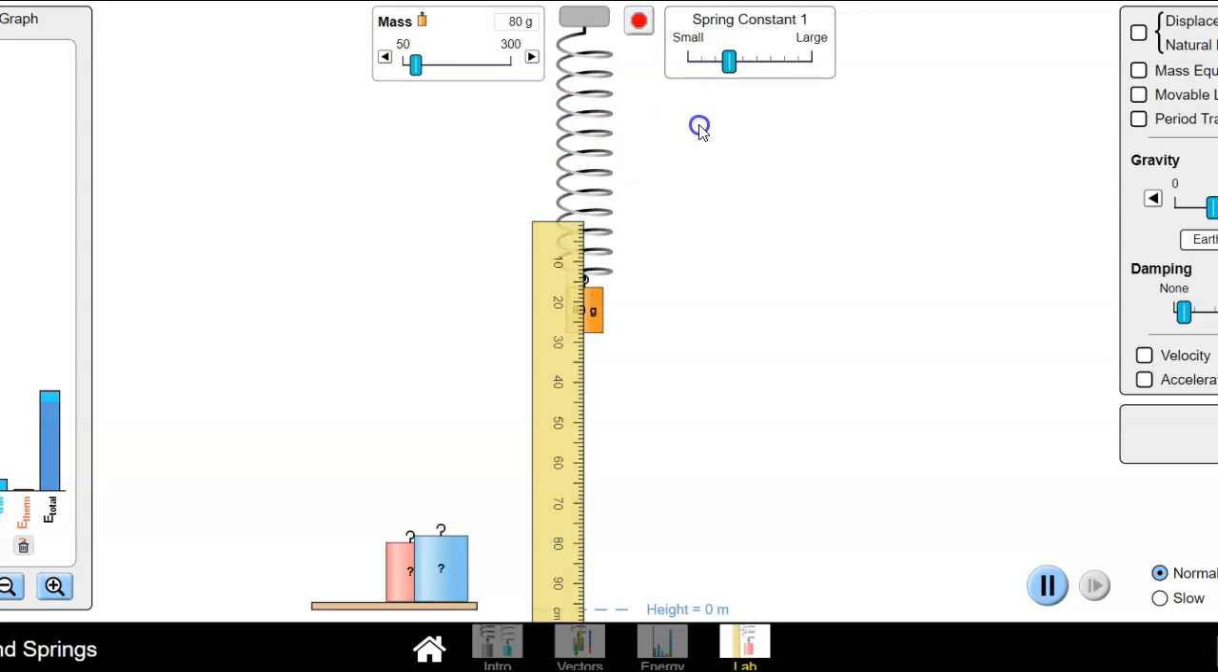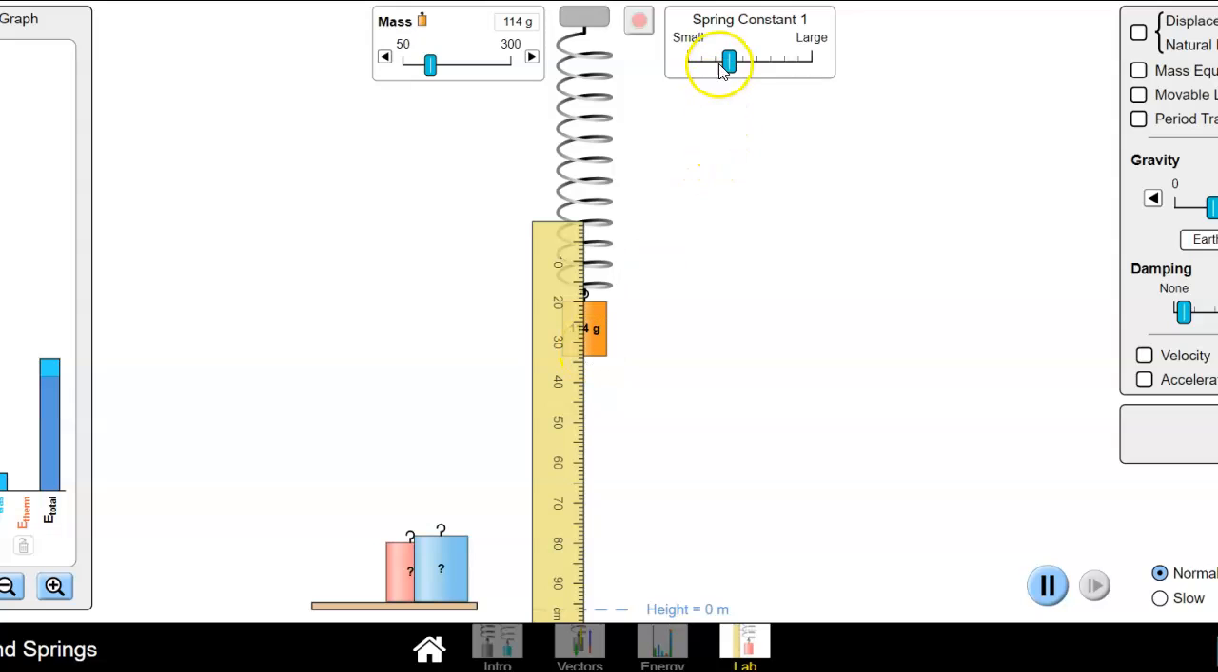I don't really care how much you increase it by. I'll hit my stop button, I'll look and see where it's hooked on at, and I'm going to record about 12 centimeters. And so I'm going to continue that until I have 10 data points. And so that looks like about 18, 19 centimeters. So you'll continue through with that until you have 10 data points.